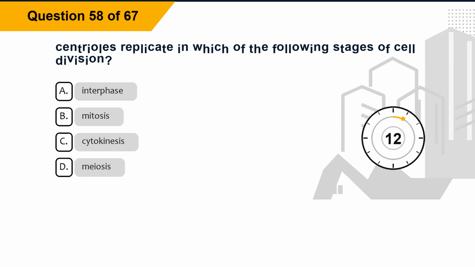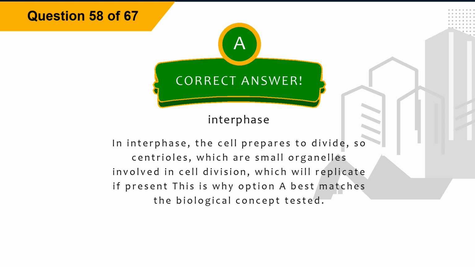Question 58. Centrioles replicate in which of the following stages of cell division? Option A, interphase. Option B, mitosis. Option C, cytokinesis. Option D, meiosis. The correct answer is option A, interphase. Explanation.